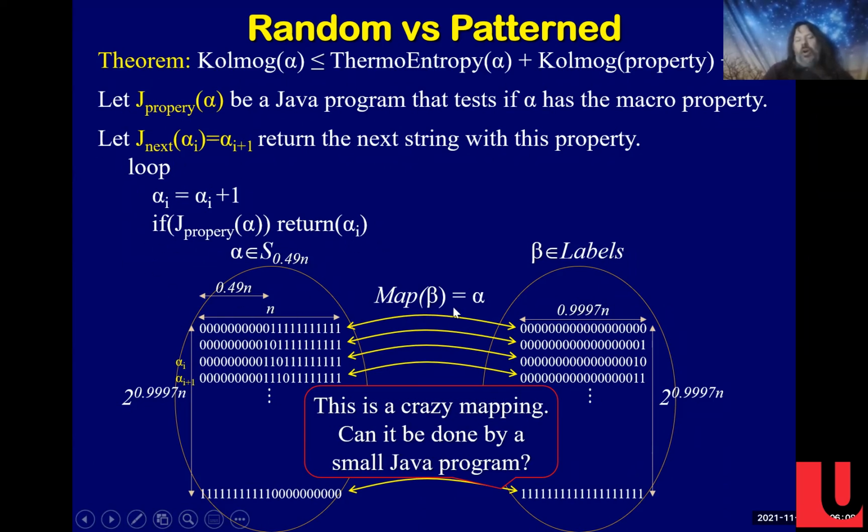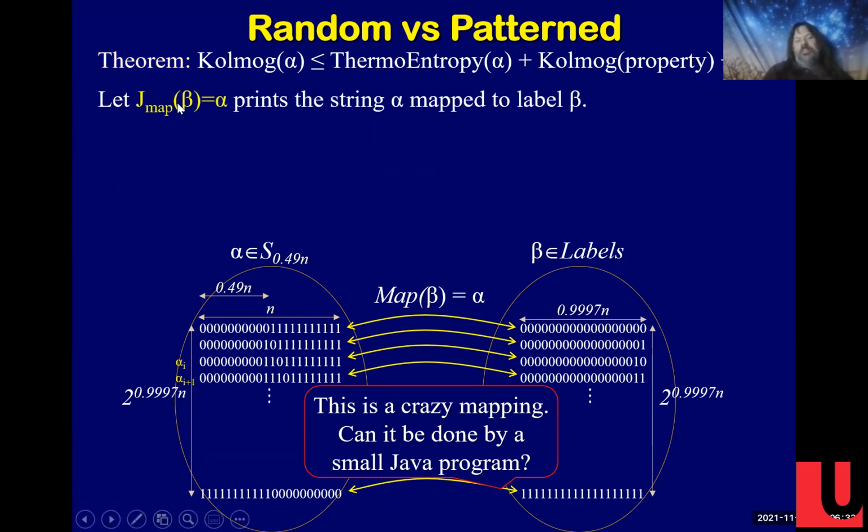So I'm going through these strings, which are in order in terms of their integer value. I keep going to the next integer until I get one that has the right number of zeros, that has the property. Does that make sense? So it just gives me the next string.